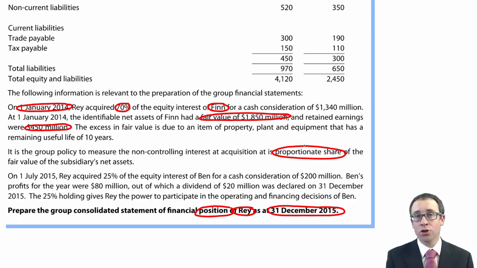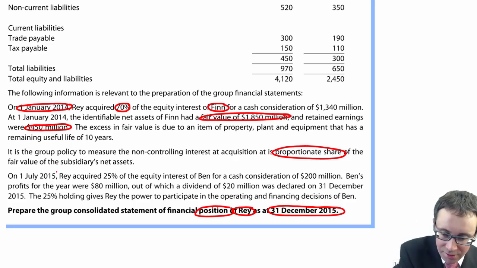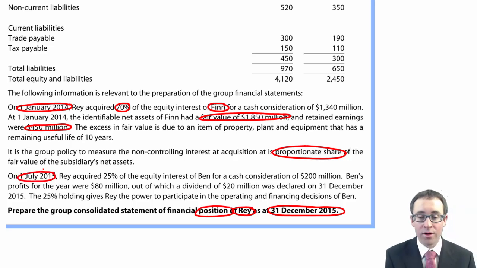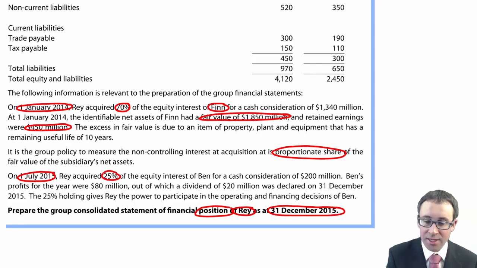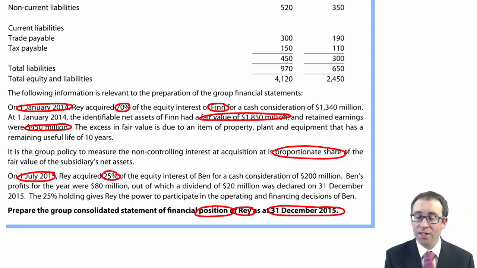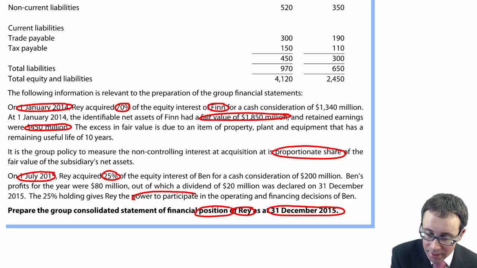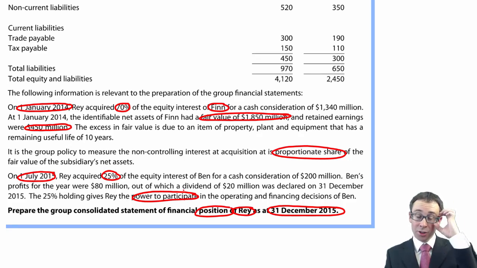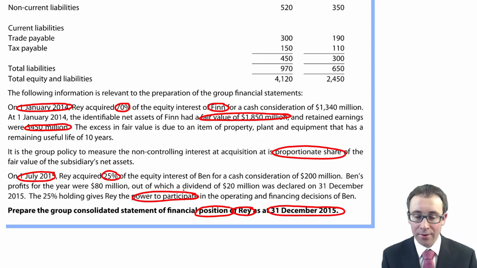A bit of extra information jumps out at you, really, because you weren't given anything else other than the parent's results and the subsidiary's results. Here it says on the 1st of July 2015, so is that halfway through the current year, we acquired 25% of the equity interest of Ben for a cash consideration of 200 million. The profits for the year were 80. A dividend of 20 was declared on the 31st of December. And it says we have the power to participate in the operating and financing decisions. So we have influence, and therefore we have an associate, don't we? We will deal with the associate as and when necessary towards the end.